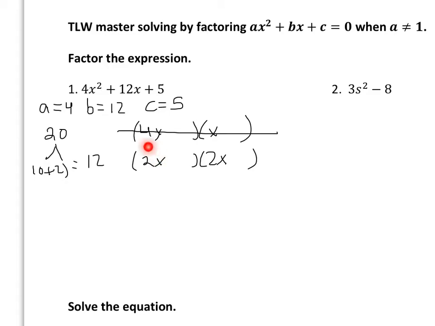Can I multiply 2 by a whole number and have it equal 10? Yes. What would you have to multiply it by? 5. It goes in the opposite. Can I multiply 2 by a whole number and have it equal 2? Yes. 1. Goes in the opposite. So this factors into the quantity 2x plus 1 times the quantity 2x plus 5. Okay?